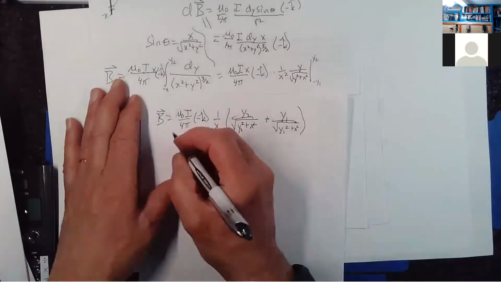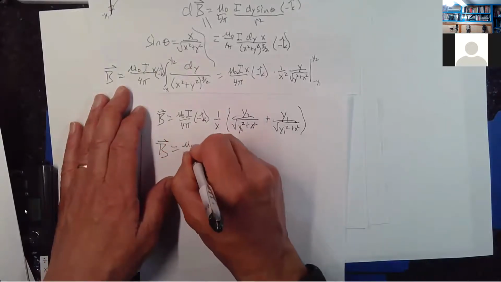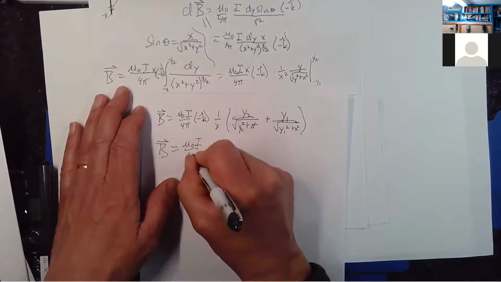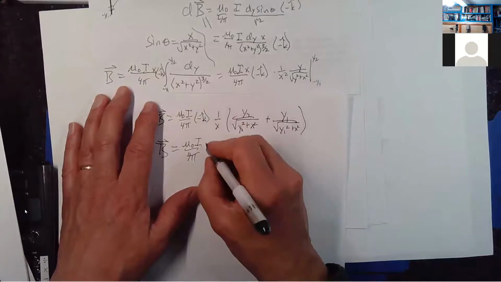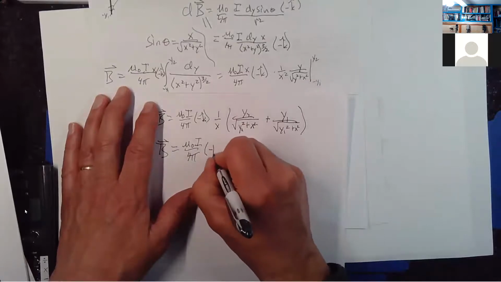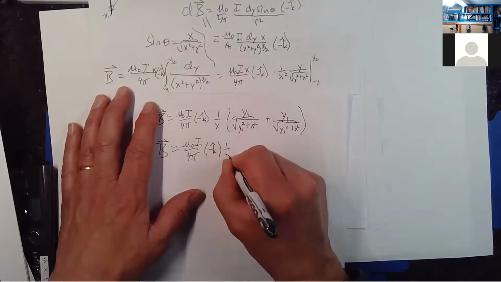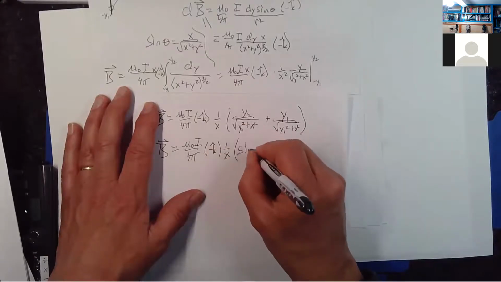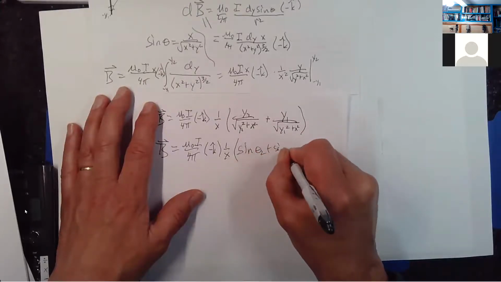And so instead of a bunch of things to evaluate, I'm going to write this expression as the magnetic field equaling mu naught I over 4 pi. I mean, you could just leave it this way. That pretty much finishes the problem, but I want to do it this way. 1 over x then, and then we'll have the sine of theta 2 plus the sine of theta 1.